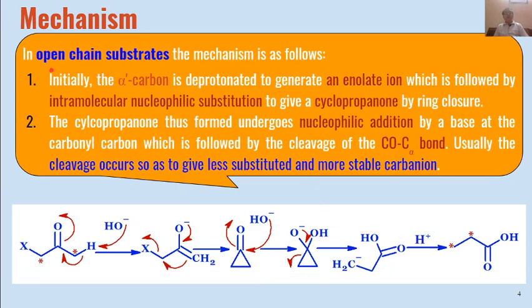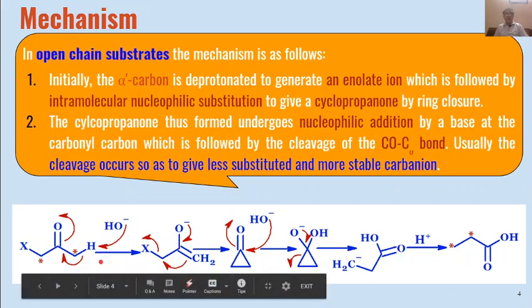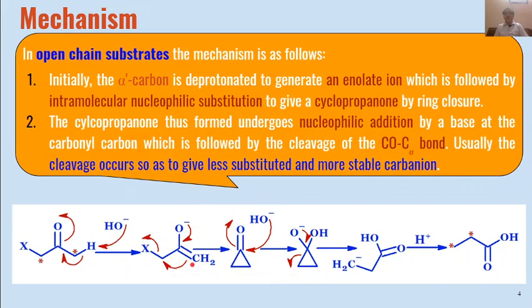Now the mechanism which we have seen in the previous slide was that of cyclic alpha haloketones. But in case of an open chain substrate, the mechanism is like this. In case of open chain also, the hydrogen present at the alpha carbon is acidic, and that will be removed by the hydroxide ion, and we will get this type of enolate ion, which is an open chain enolate ion.